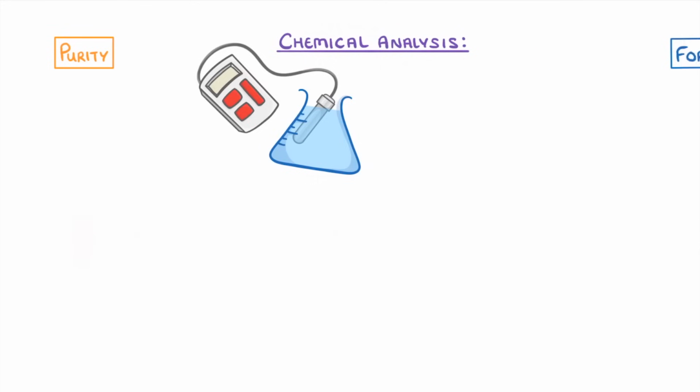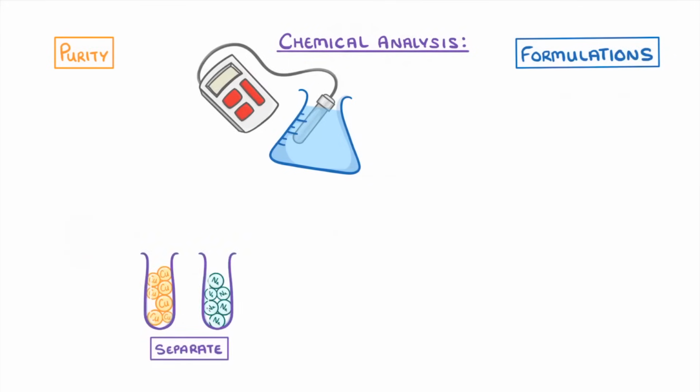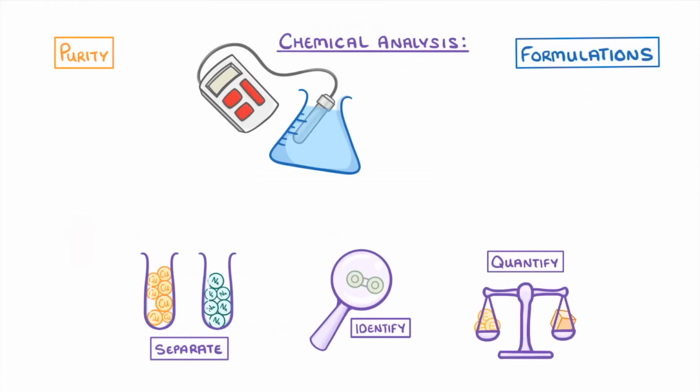In today's video, we're going to introduce the field of chemical analysis and explain what's meant by the terms purity and formulations. Now, chemical analysis, which is also known as analytical chemistry, is all about the instruments and methods that we use to separate, identify, and quantify different substances.